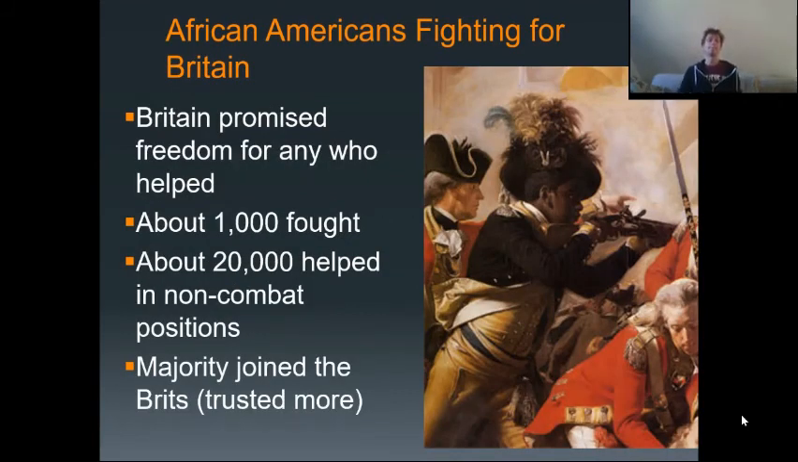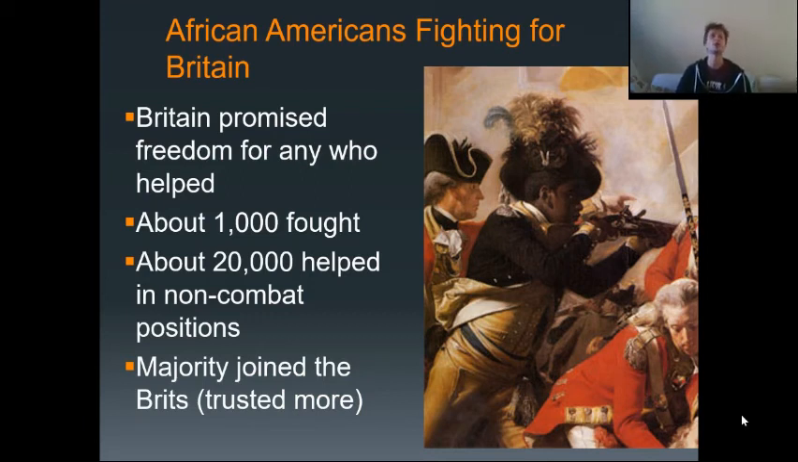Now, for the British, certain generals early on promised freedom to any African American or any escaped slave who helps. Certain generals do this, and it becomes a sort of rallying cry for many, and they will trust the British a lot more, and a lot more African Americans will end up fighting for the British. About 1,000 actually fight, and 20,000 are going to help in non-combat positions. Many more than the American side.